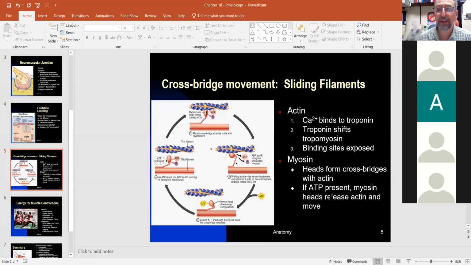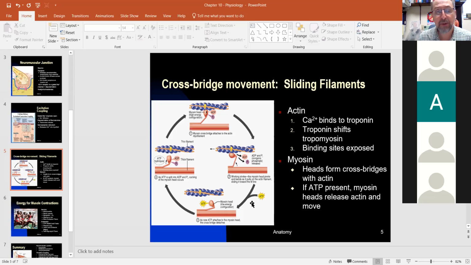The calcium that's released binds to troponin, and troponin is a little molecule on the surface of the actin filament, and it shifts another molecule on that surface so that binding sites on actin are now exposed, and myosin heads, which is this little thing over here, this myosin head, can now form a bridge with the actin filament. As soon as it forms that bridge, the head changes position to slide that filament backwards. This is the power stroke, and it happens very quickly.